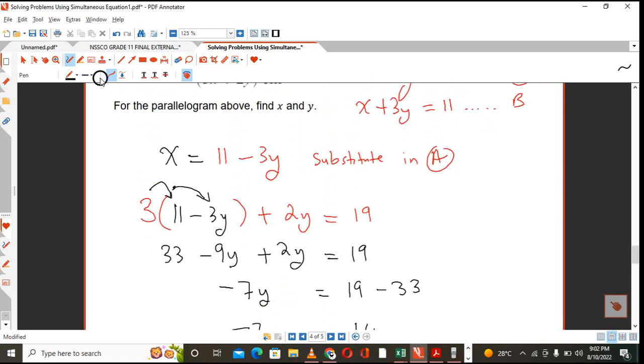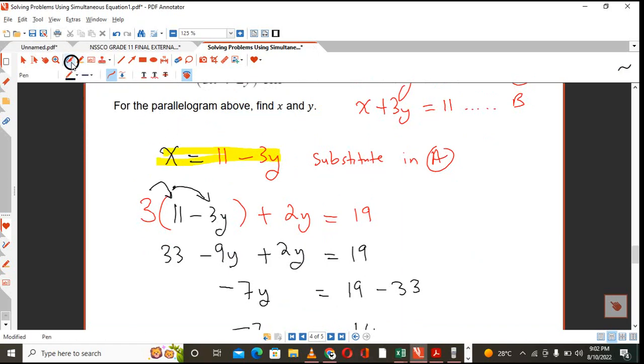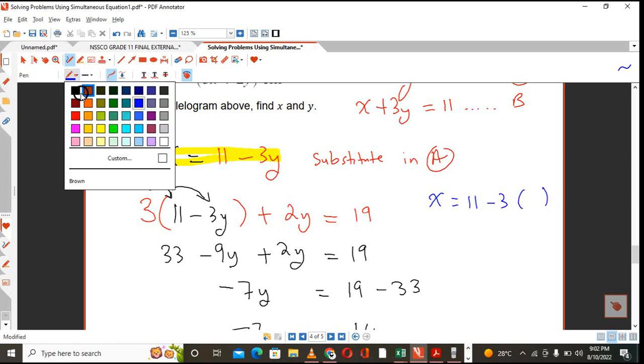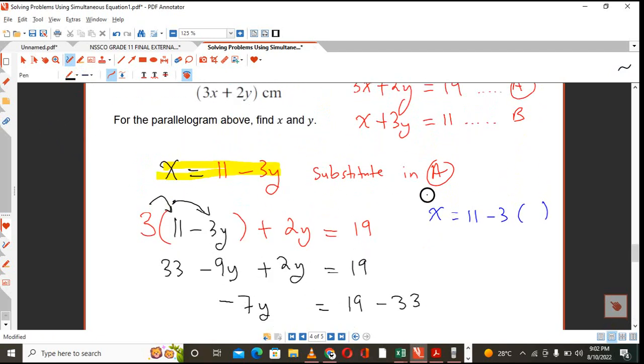In order to find the other, I'm just going to use this one here, where I already have an equation in terms of x. So my value of x is going to be nothing but 11 minus 3 times y. Remember, our value of y is positive 2, so we are going to substitute that in here. So x would be 11 minus 6, and then x is equal to 5.